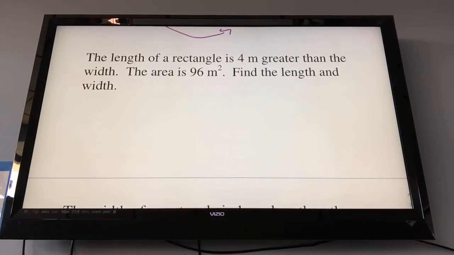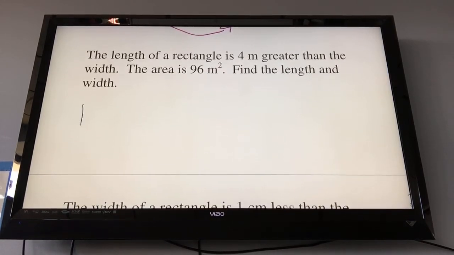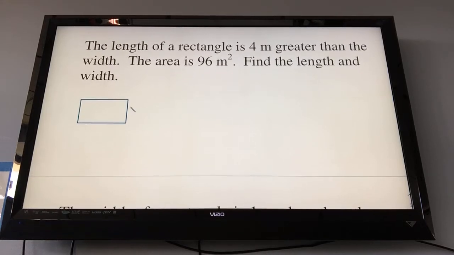Okay, first one of the rectangles. I always draw one. The length of a rectangle is 4 greater than the width. So when it says the length is, they're describing the length, which means they're not telling you about the width. So that's where I start with x. If they start by telling you the length, that means the width is my x.